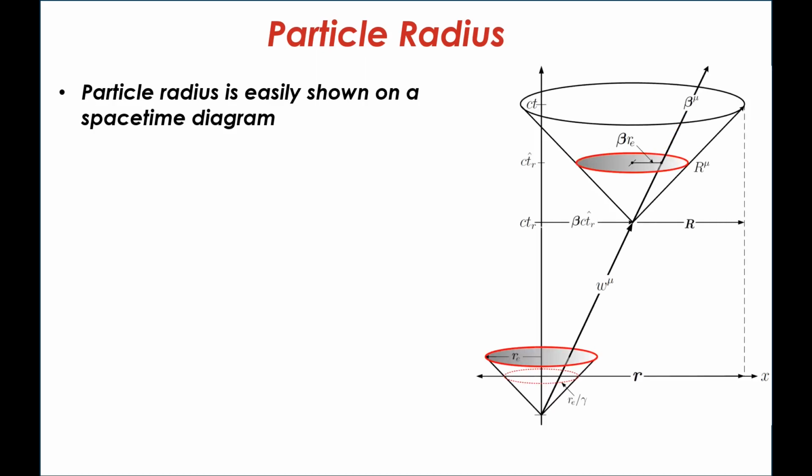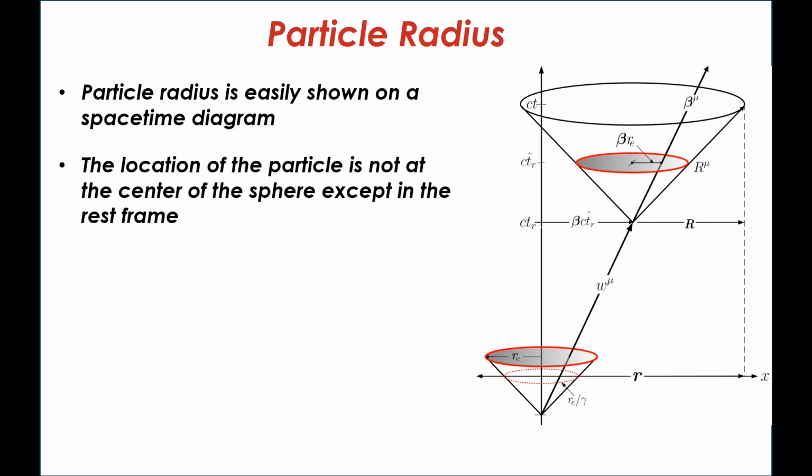We can show the vacuum gauge particle in a space-time diagram. Here we see the track of an electron moving at velocity beta nu, and the instantaneous radius of the particle as the red circles. For all times, this radius lives on the light cone and is causally connected to the retarded time where the signal was emitted. We note here that the present time location of the electron is not at the center of the sphere, except in the particle's rest frame.